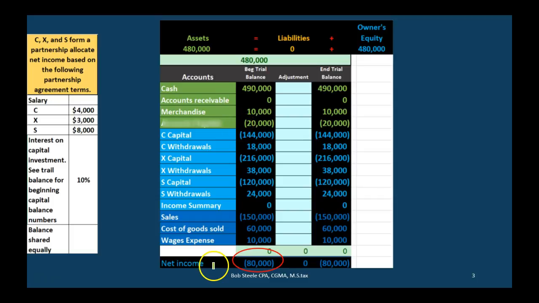Now, the main issue that partnerships are going to have to deal with is how to allocate the net income to the capital accounts. So remember, the capital accounts kind of represent what the company or the partnership owes to the owners, and therefore this net income needs to be allocated to the capital accounts in some format. Now, the partnership agreement is more flexible than any other type of agreement or any other type of forming of a business, and you can have a lot of different ways to allocate the net income.